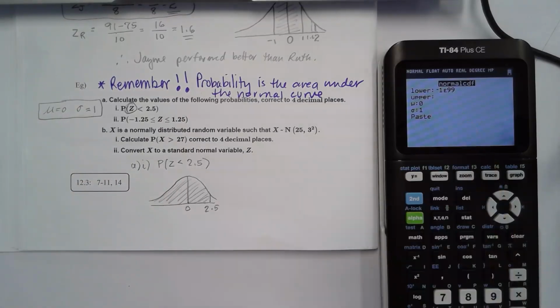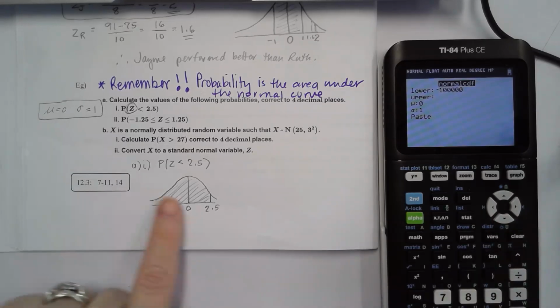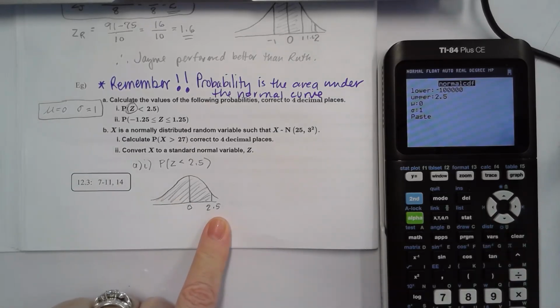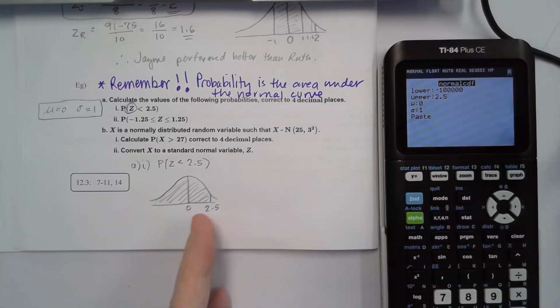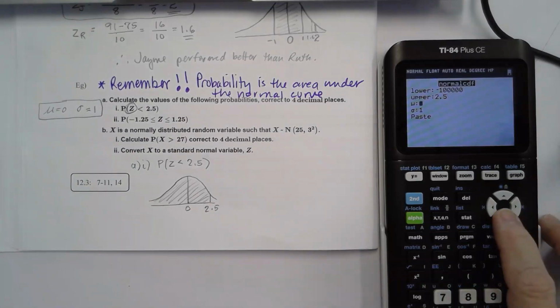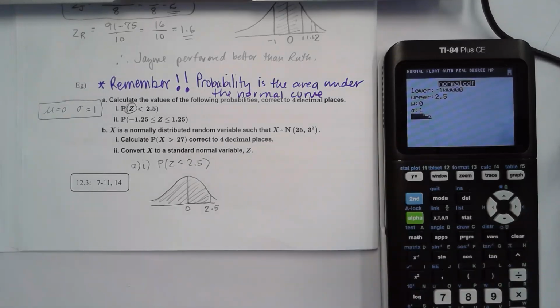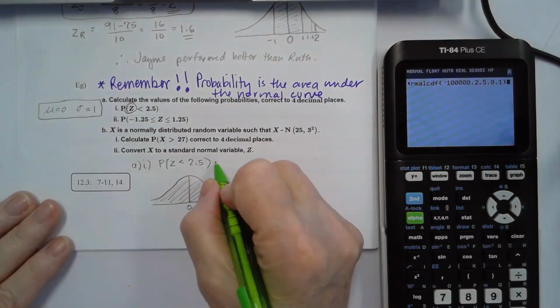Well, I have negative 1 times 10 to the 99, but you could just put in negative 100,000, okay? Something big. And the upper score, where it ends, is 2.5. So by lower, we mean to the left, and by upper, we mean to the right. Those are already in there because it's normal. Then I hit it, and then I write this out.